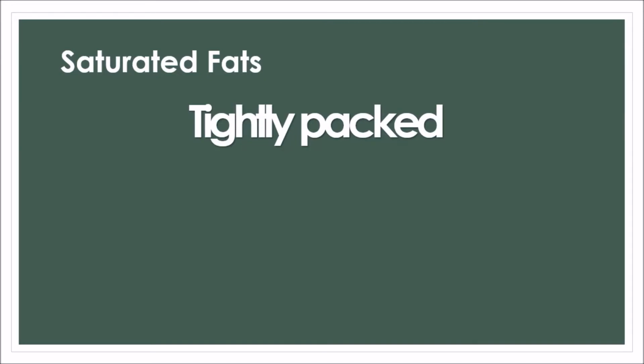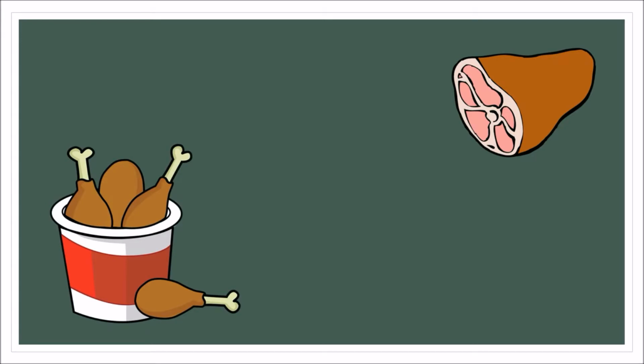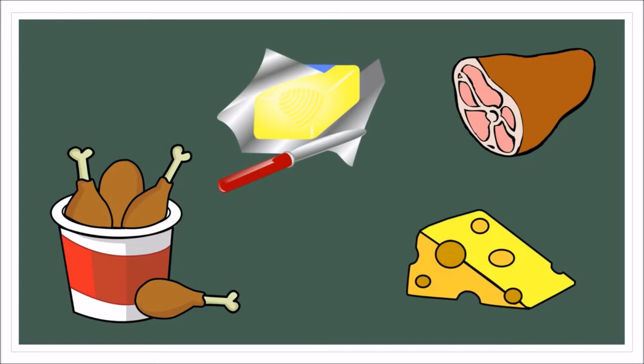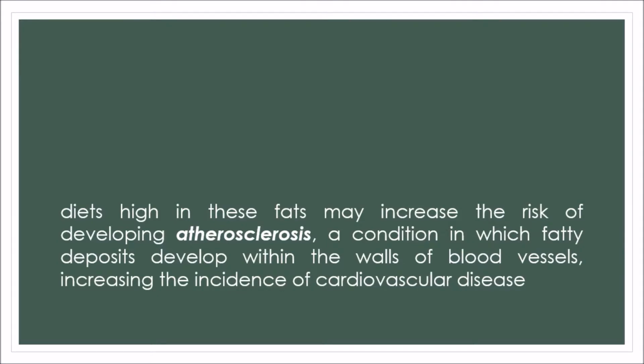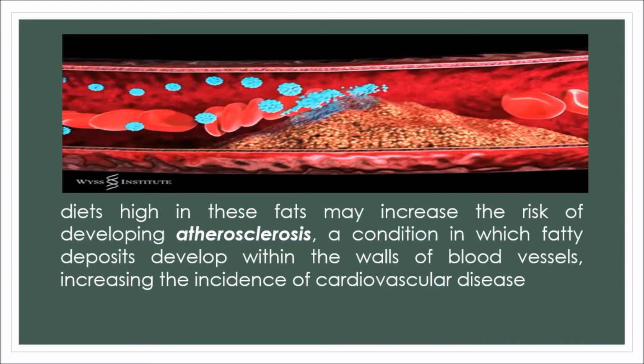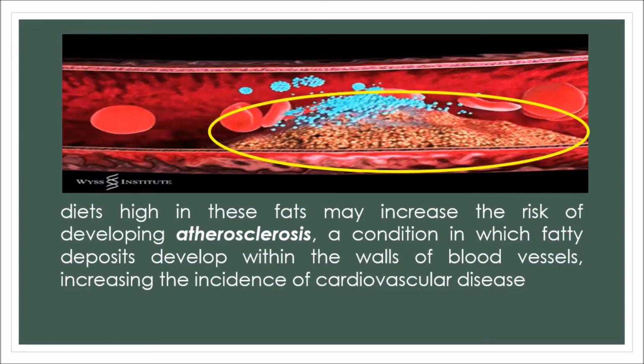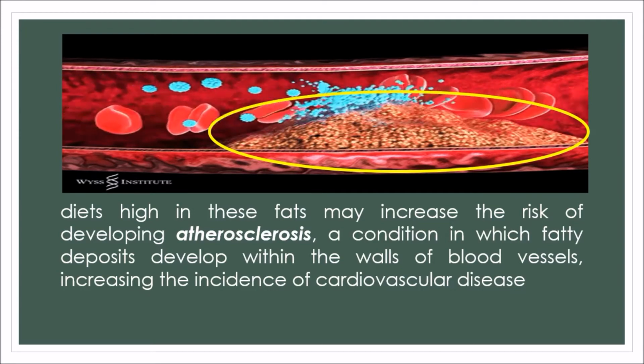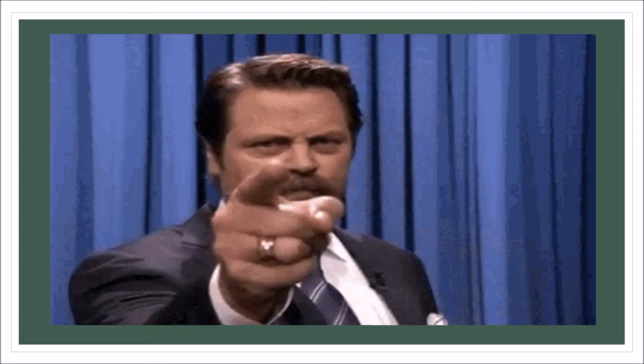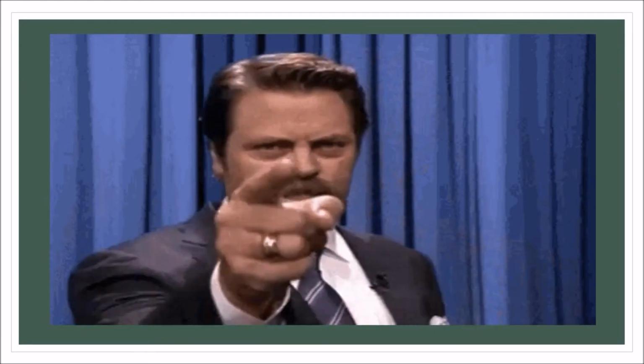Let's begin with saturated fats. These are the fats that are tightly packed, and sources of this type of fat include red meat, some pork and chicken products, and dairy products including butter and cheese. Diets high in these fats may increase the risk of developing atherosclerosis, a condition in which fatty deposits develop within the walls of blood vessels, increasing the incidence of cardiovascular disease. So, if I were you, I would be really careful of my intake of foods high in this type of fat.